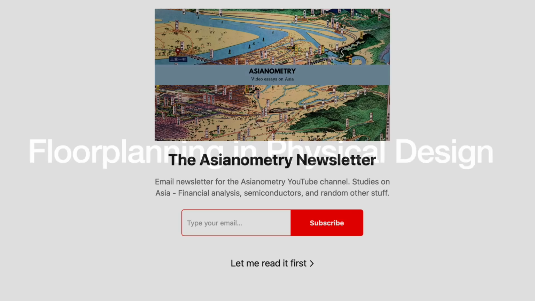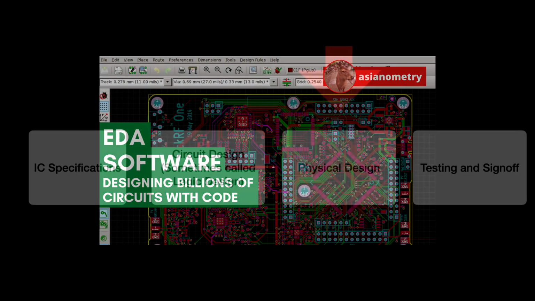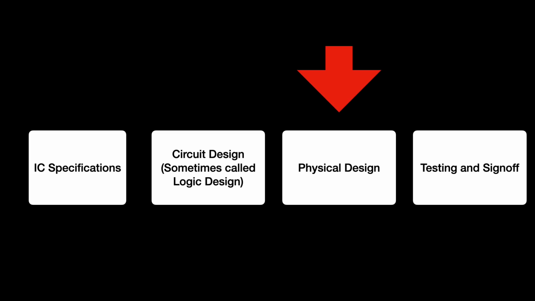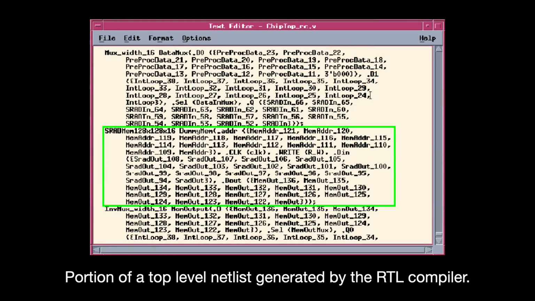I recommend that you go through my earlier piece on EDA software, what it is and how it helps with the overall chip design process. Floor planning is the first major step in physical design. If you recall from our discussion about how chips are designed, the physical design stage comes after the logic design stage. After the logic designer finishes their work, the chip is a cluster of groupings of logic and memory circuits connected together with wires. This grouping is referred to as a netlist.